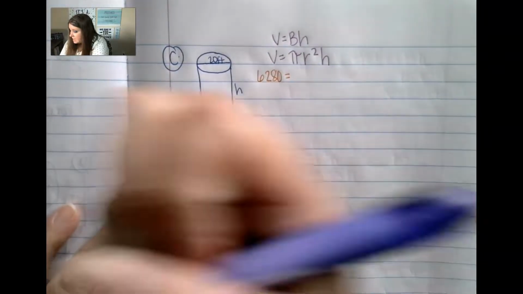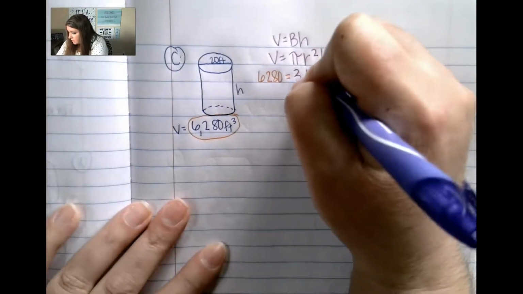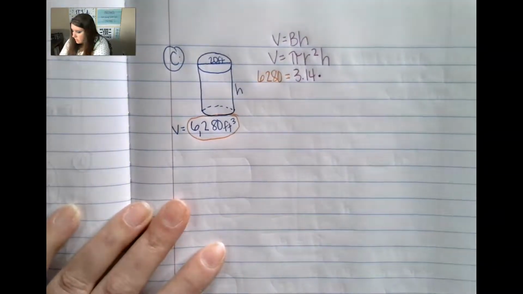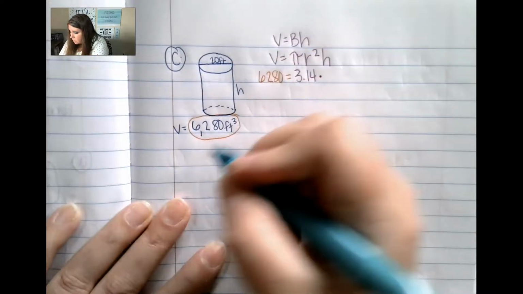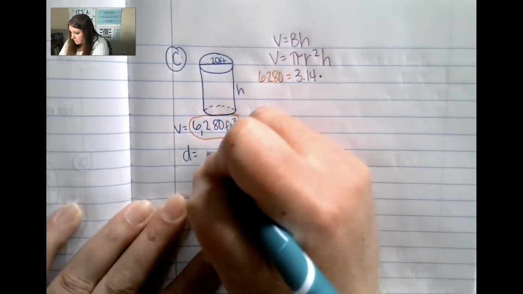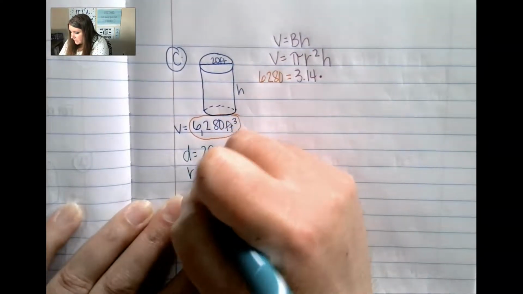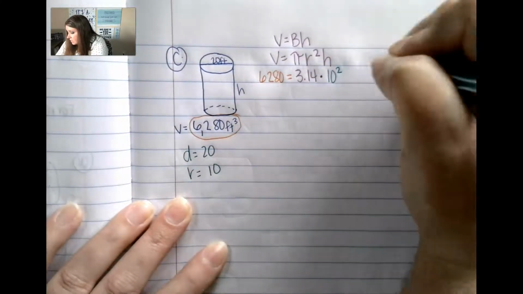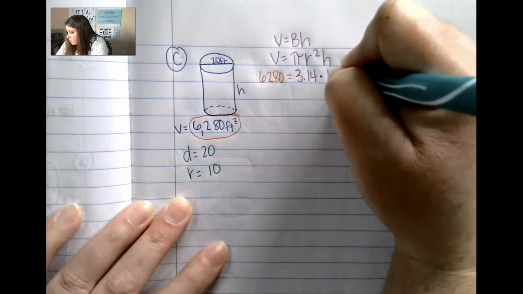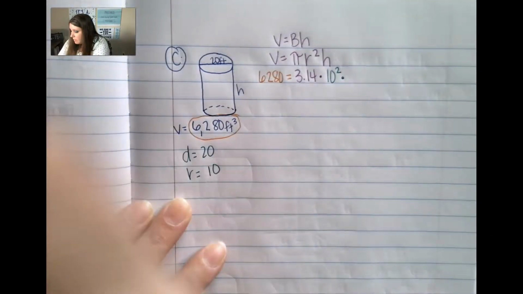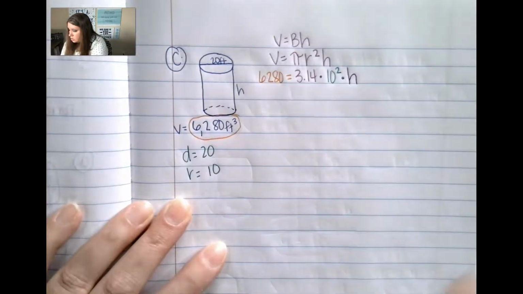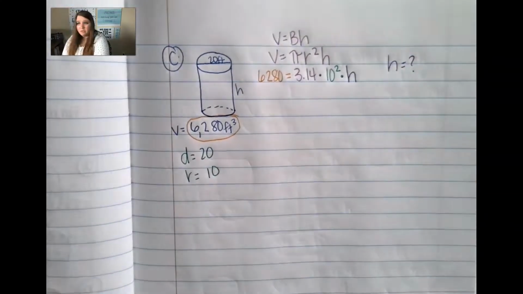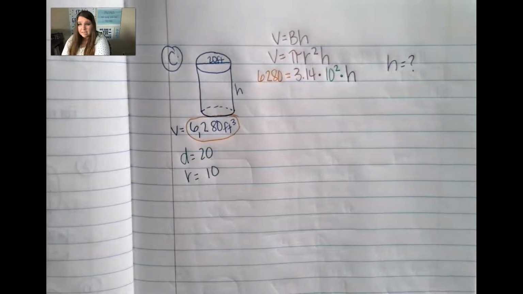We know that pi is just 3.14. And we know the radius. We can figure the radius out by looking for the diameter, which was 20. Our radius is going to be 10. So we're going to do 10 squared. And again, we're going to multiply all of that by h. Again, we don't know what h is. We're going to solve for h, the height.